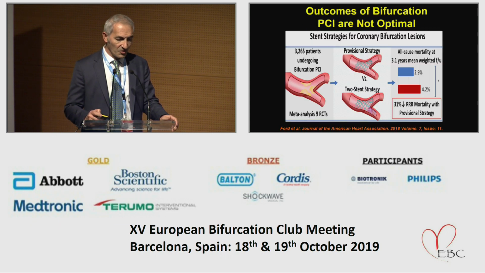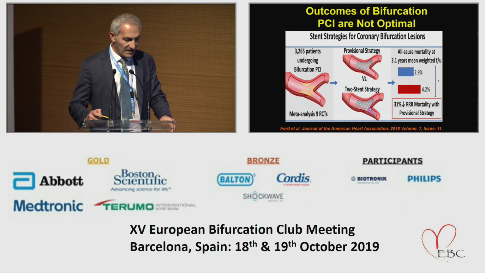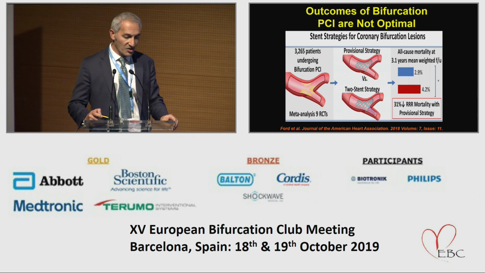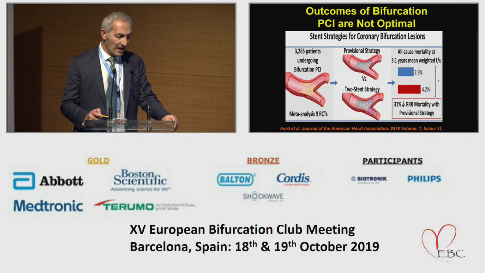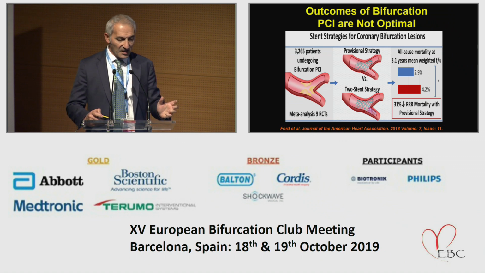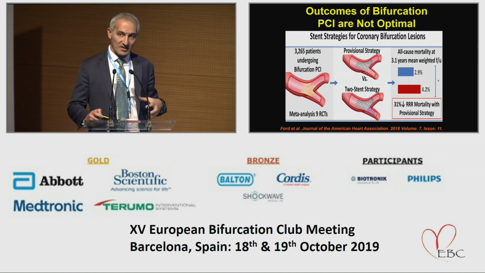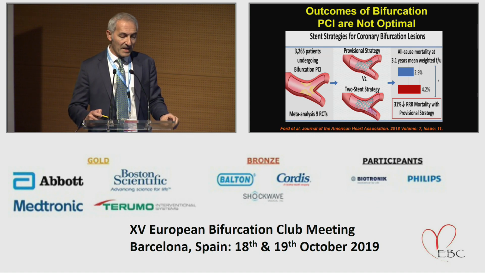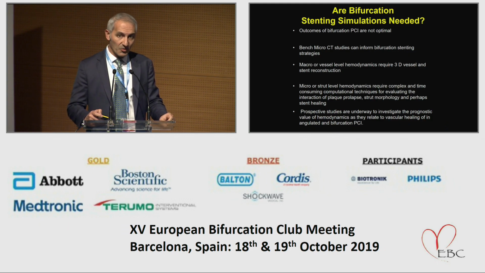So I'm only going to show you one slide here. This is a recent meta-analysis that was performed of 9 randomized clinical trials with 3-year follow-up, over 3,000 patients. The punchline of this was that with the 2-stent strategy, you incur a greater mortality than you do with provisional strategy. Obviously there are a lot of issues with this, but the point here is that even in 2019, we're not where we need to be with outcomes.